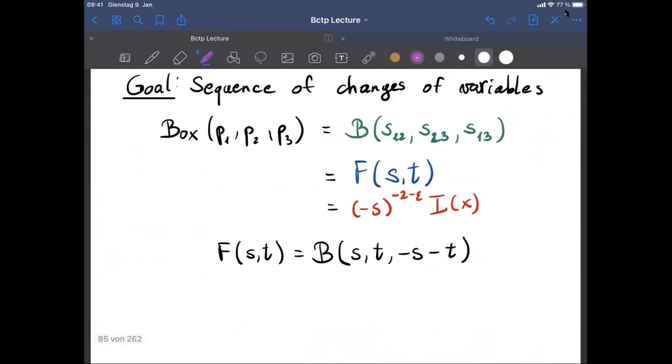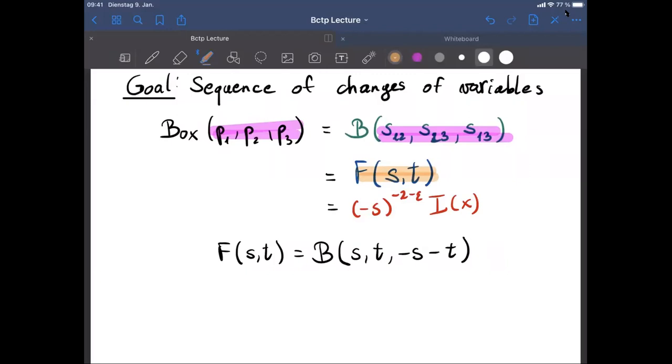The box is a function of 4 momenta. And then P4 is the sum of the others by momentum conservation. But actually, by Lorentz invariance, it will be a function of 3 dot products. Sij is Pi dot Pj. But actually, since S12 plus S23 plus S13 is equal to 0, it's actually only a function of s and t.